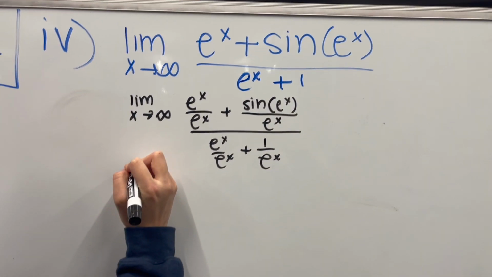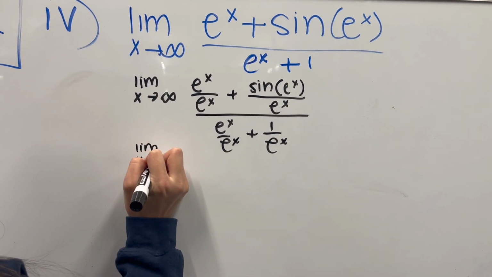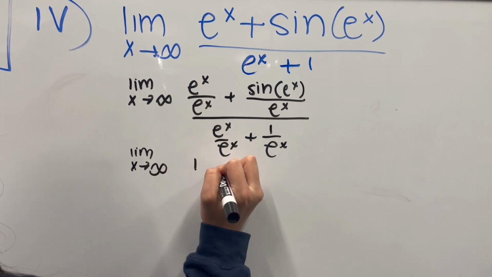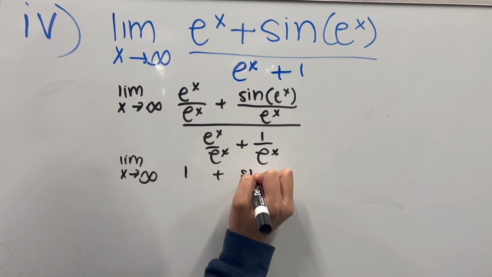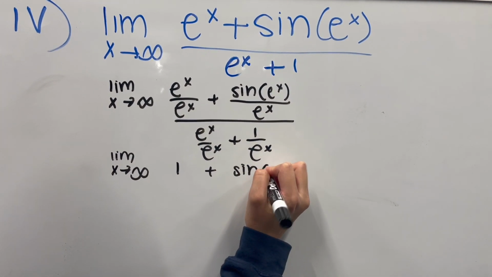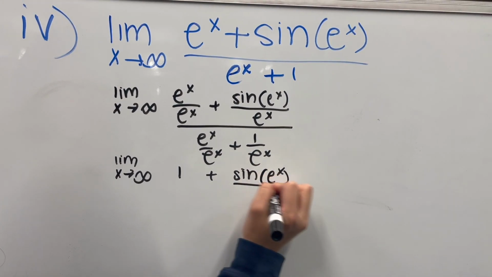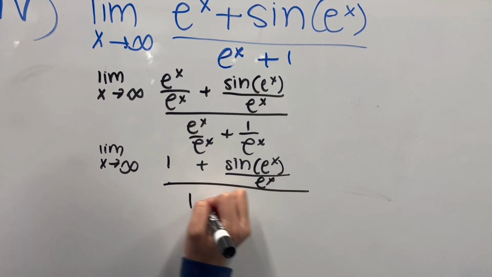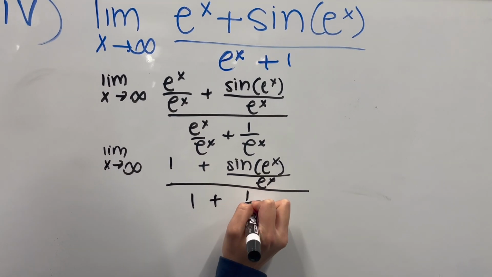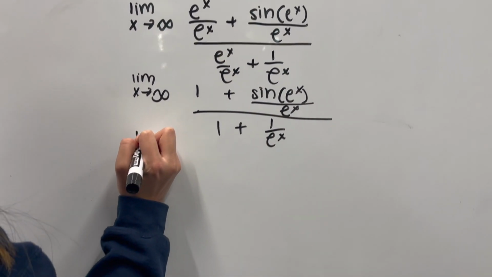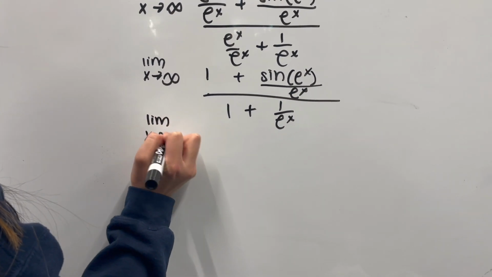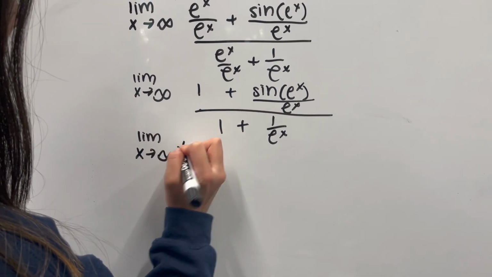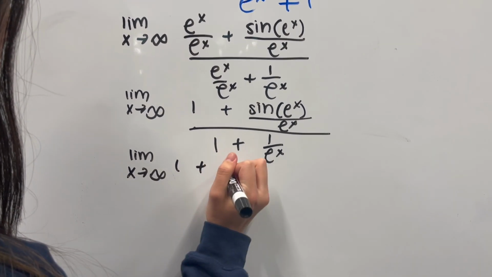And now we're going to proceed to simplify the terms that can be simplified, such as e^x over e^x simplifies as 1. And now we're going to apply the product and sum rule all together to evaluate each term within the function as an individual limit.